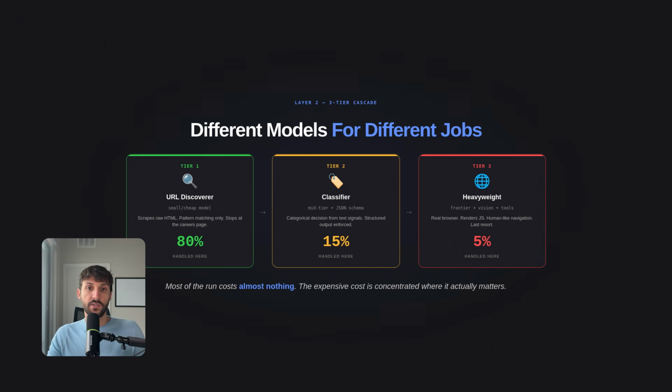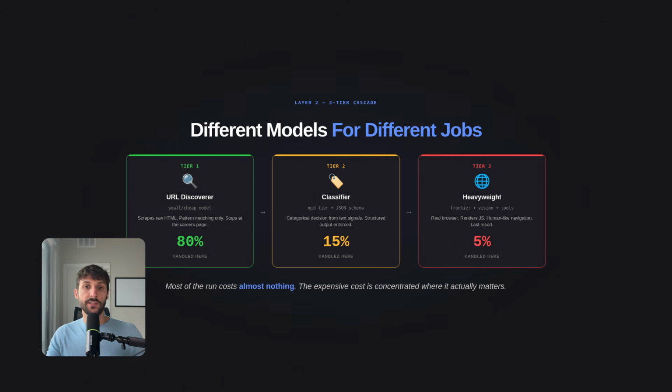Here's the model selection logic that makes this work. Agent 1 runs on a small, fast, cheap model, something in the range of a few cents per 1,000 records. It's doing pattern matching on raw HTML. You don't need a frontier model for that. Agent 2 runs on a mid-tier model with structured output enforcement. It has to make a categorical decision and emit clean JSON, but it's still working from text signals.